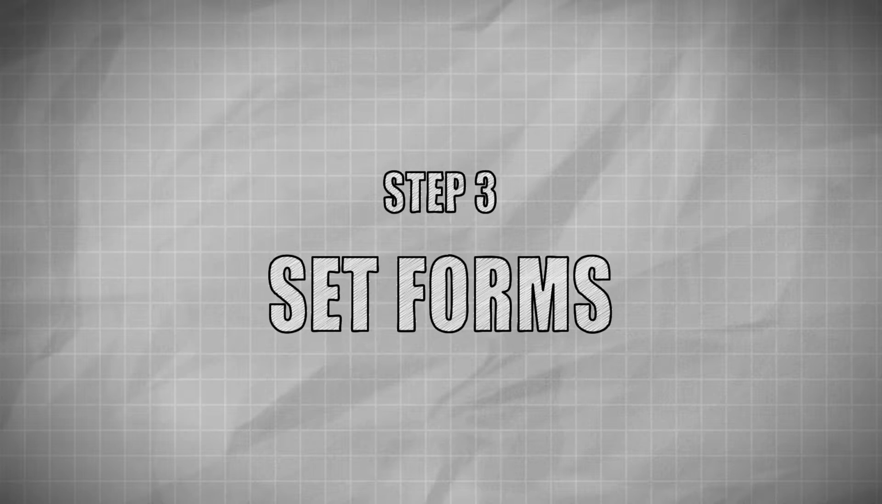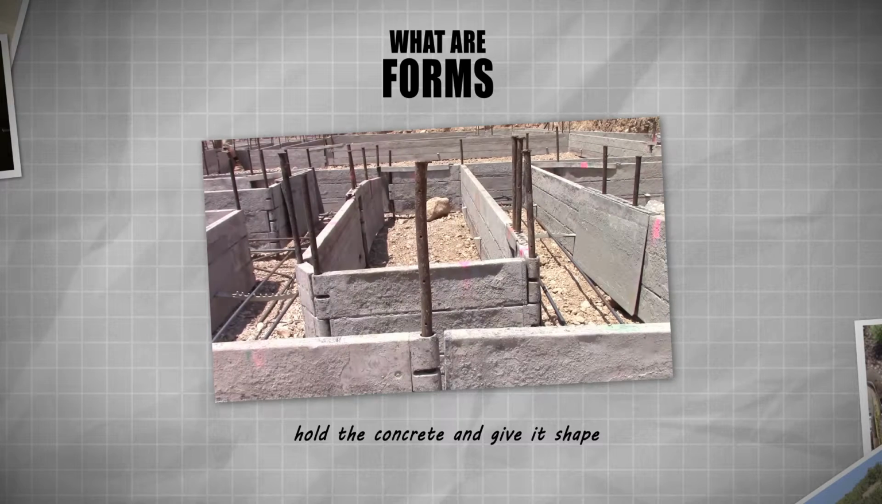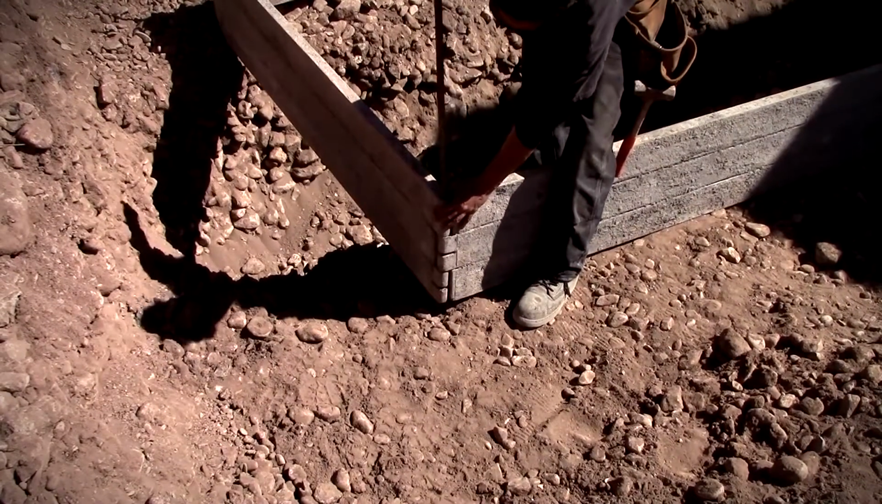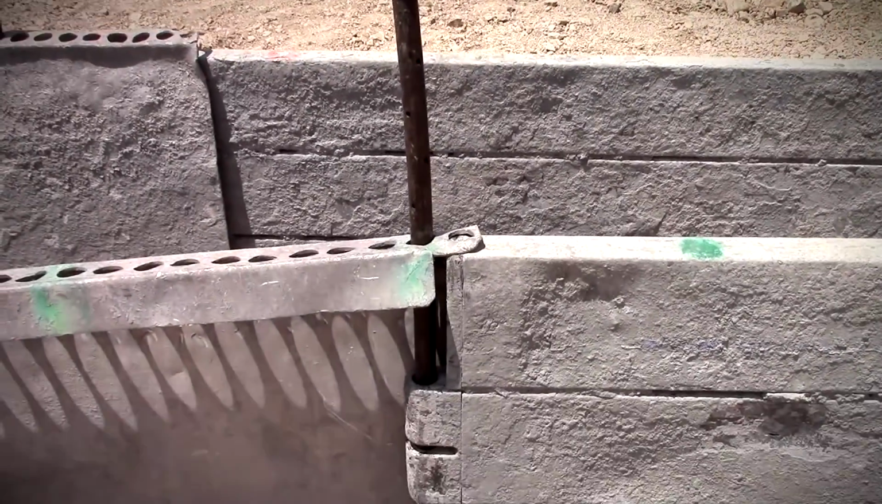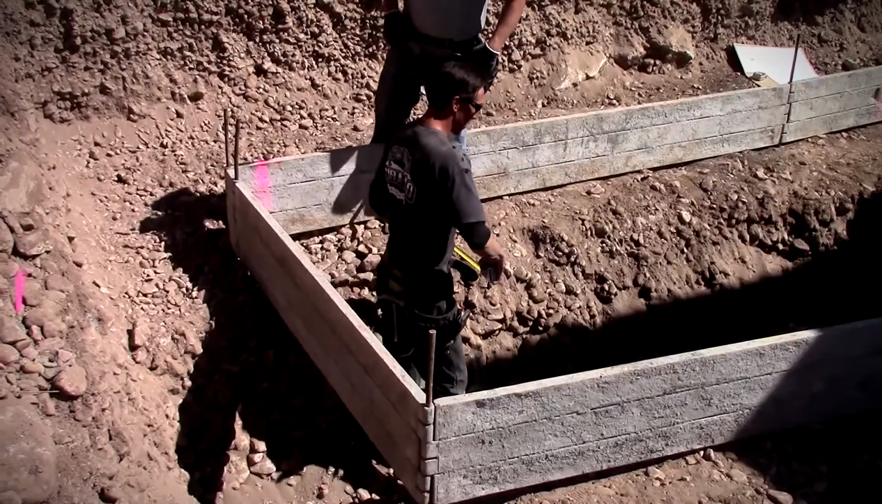Step 3. Set the forms. Footing forms are what holds the concrete and gives it shape. Reference the footing board to determine the size of the footing and how far off the string line to build. Insert the steel stakes to connect your forms together, and hammer the stakes 3 to 4 inches into the ground to keep the forms firmly in place.